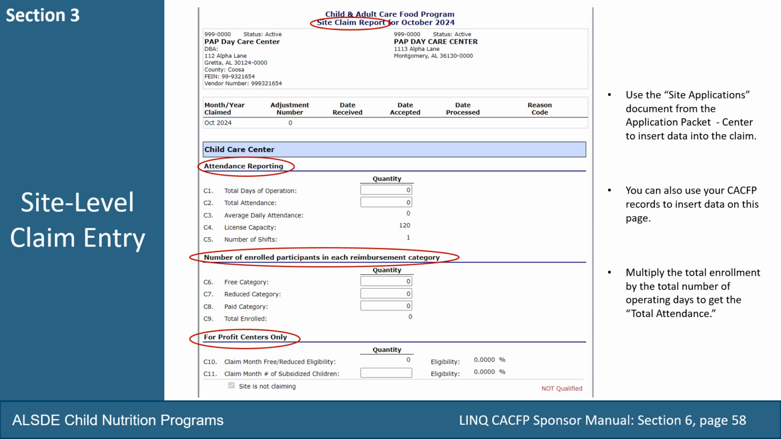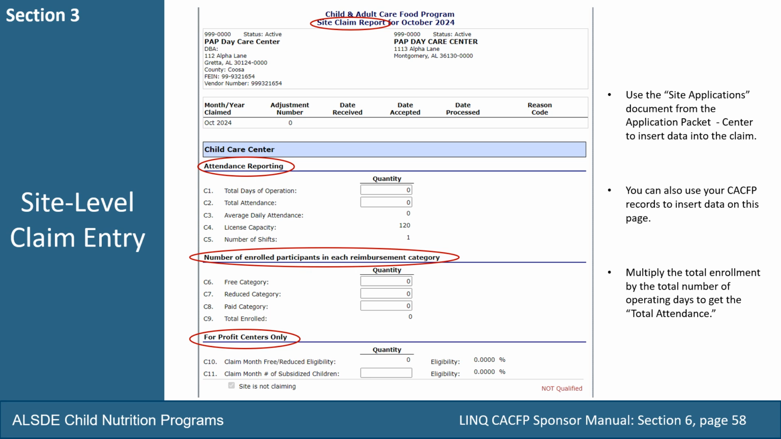Question 5 will pull from the site application's schedule section for meal services. Remember, you will need ALSDE approval for shifts. So now you see why I had you print the site application. You're going to need this document to verify information on the claim. So now let's move down to the next section.